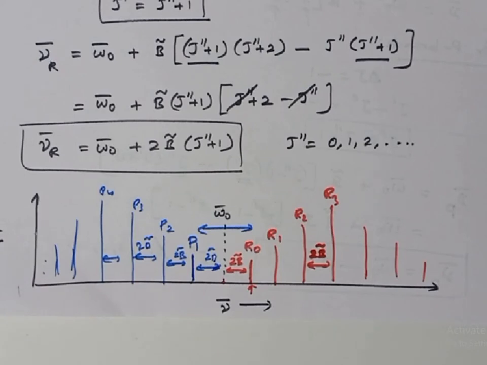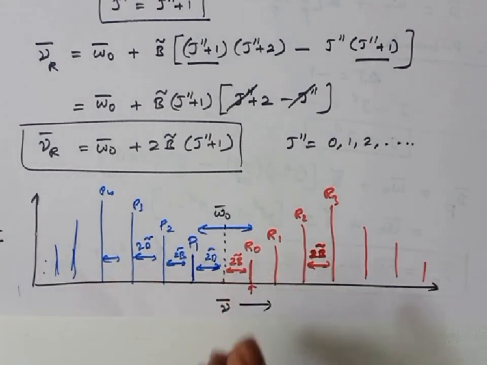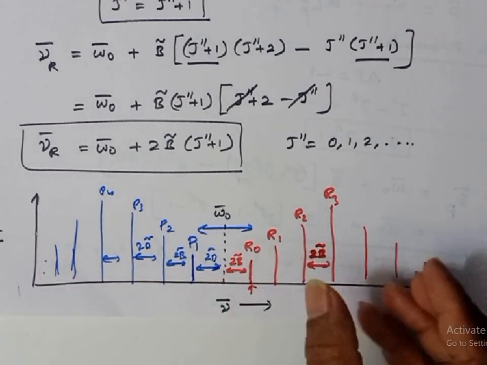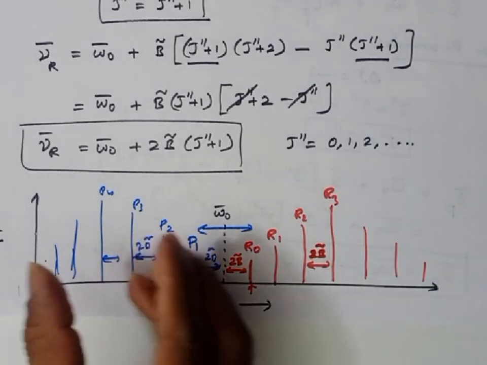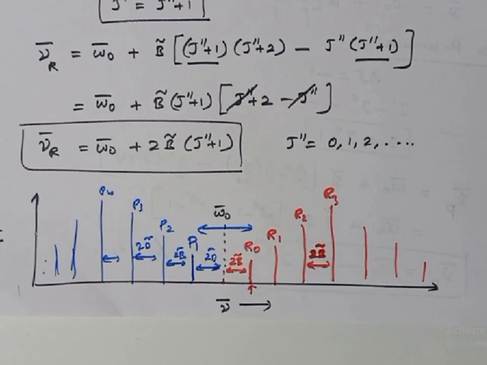Why? Because we have assumed initially that the rotational motion and vibrational motion are not interacting. If they are not interacting, yes, we should get lines with equal spacing. That is the spacing between R lines, and the spacing between adjacent P lines should be the same. But what happens in the actual or experimental spectrum? In the experimental spectrum, we never get it like this.